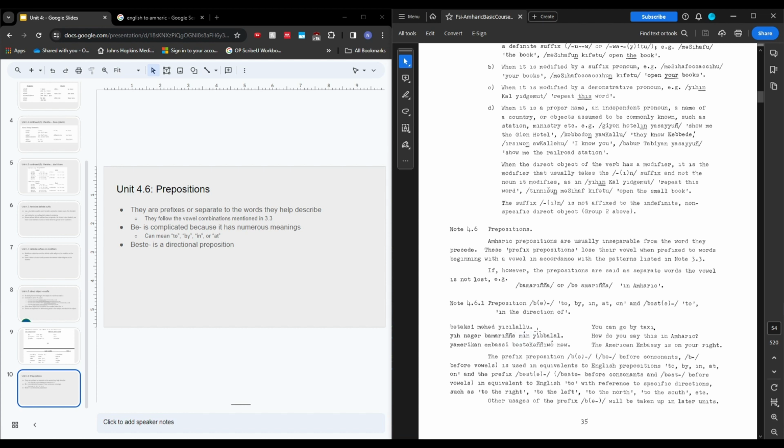Min is what? And then yibelal is like it is called. This is an exception word, which is kind of weird, but anytime you want to ask what something means, you can just say min yibelal, and you'll do great with that. So how do you say this in Amharic? And then the American embassy, I don't think we've learned about this preposition, which is this Y from yeah, so just ignore that. American embassy, you can just translate it like that.